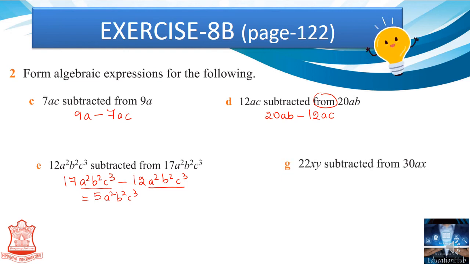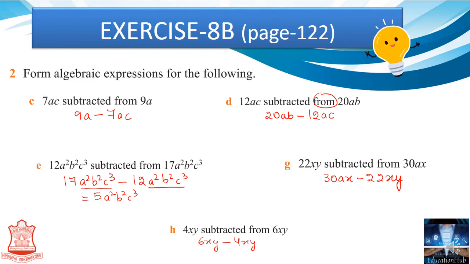Let's see one more part, that is G part. 22xy subtracted from 30ax, that means 30ax minus 22xy, and we are going to leave our answer as it is. Let's see H part. H part is 4xy subtracted from 6xy, that means from 6xy we will subtract 4xy, and because both are like terms, the answer will be 2xy.